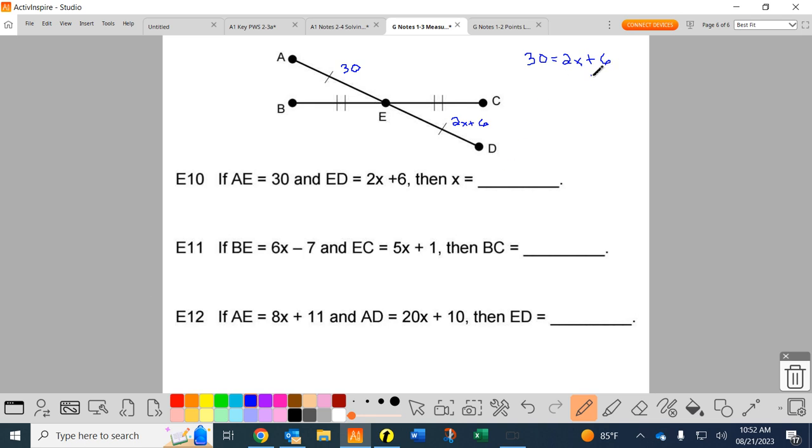Solving it is something from old stuff. We minus 6, minus 6. It's going to make it 24 equals 2x. We divide by 2, and 12 equals x. And on this problem, all they're asking you for is x. They don't ask for you to do anything else. The other two ask for something else. So your answer is just going to be 12.